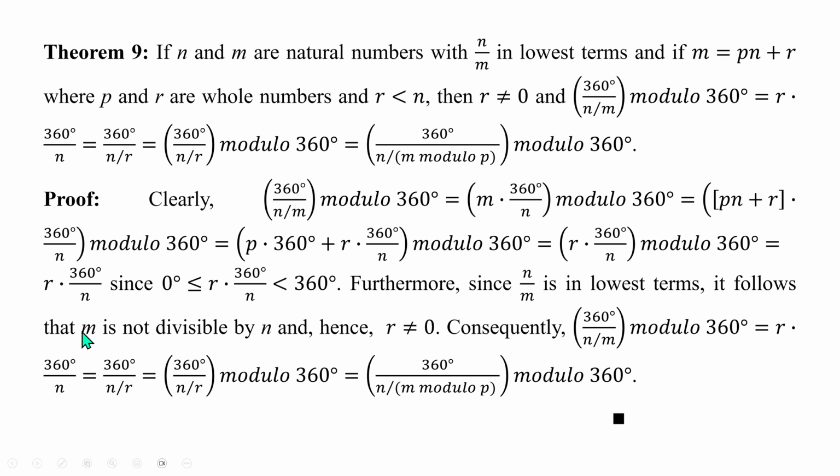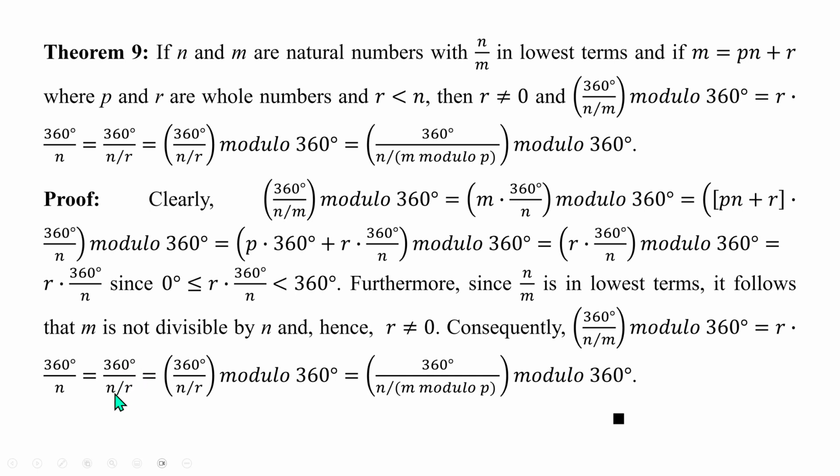Furthermore, since n over m is in lowest terms, it follows that m is not divisible by n, right? And that is the reason why this remainder is not equal to 0. Okay, consequently, 360 degrees over n over m modulo 360 degrees. That's what we started out with here. And that is going to be equal to what we ended up with, which was r times 360 degrees over n.